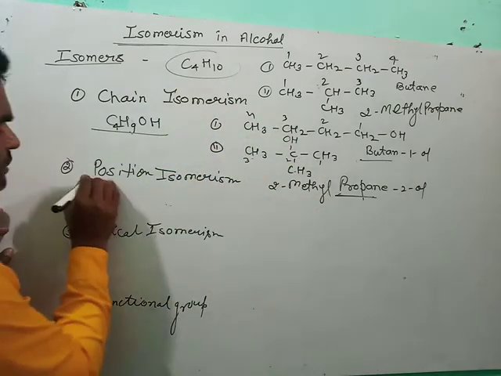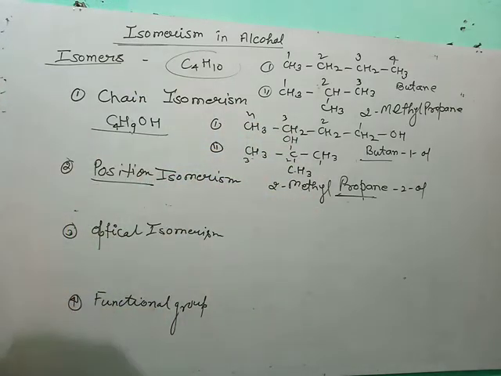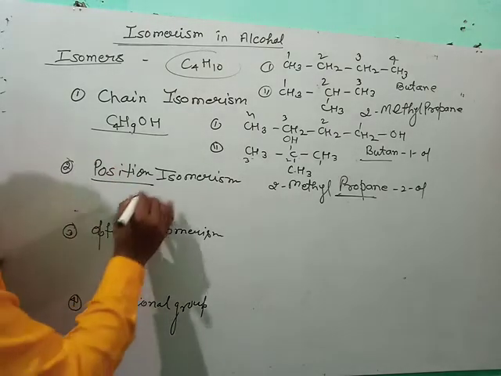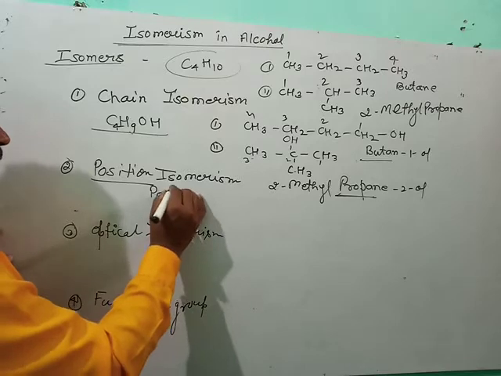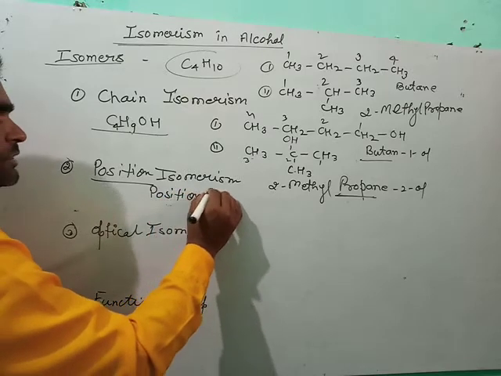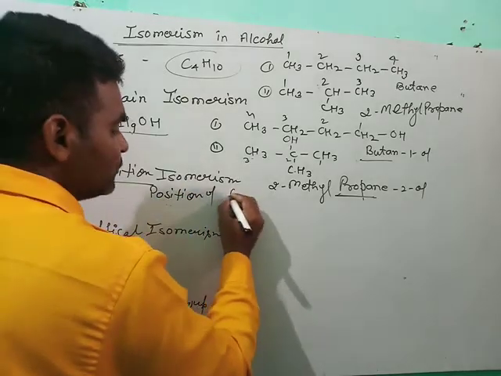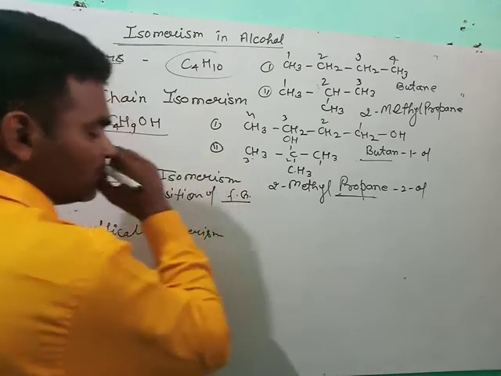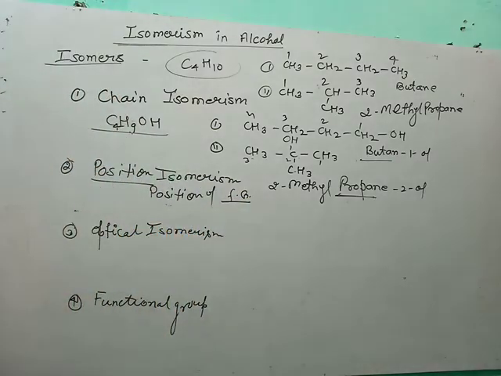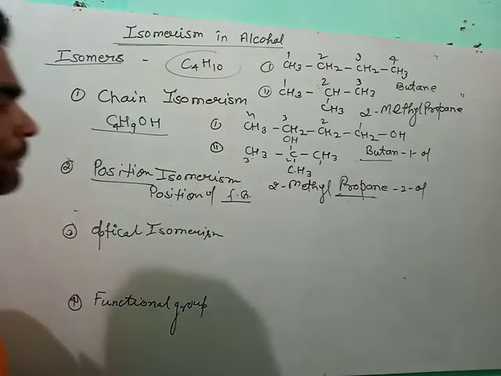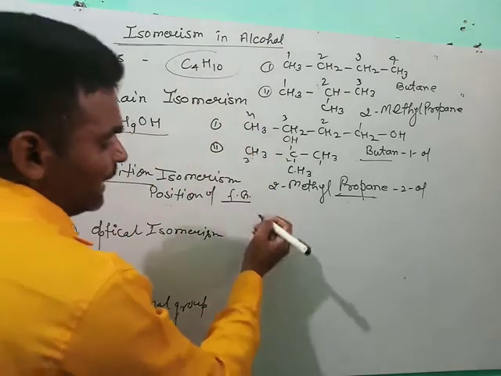Second is the position isomer. In position isomer, the position of the functional group is changed. Means no change in the elongation of chain, but change in position of functional group. We can take this example again or another. First we discuss another example.